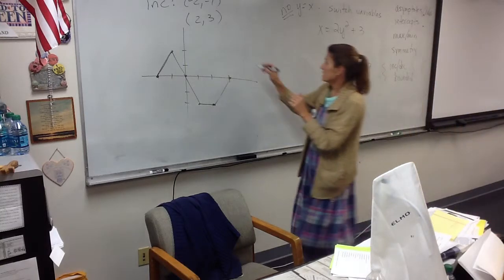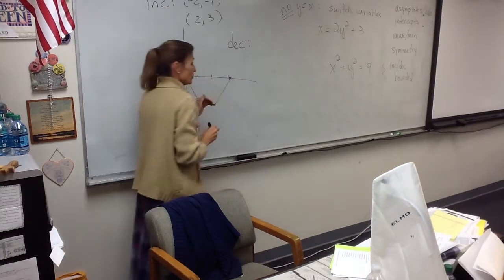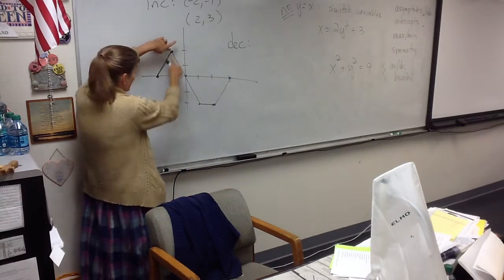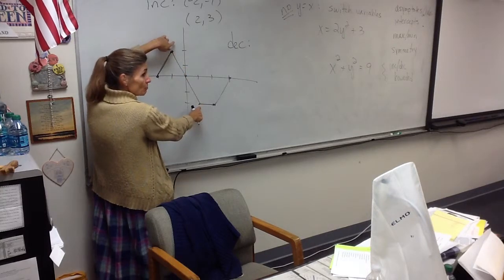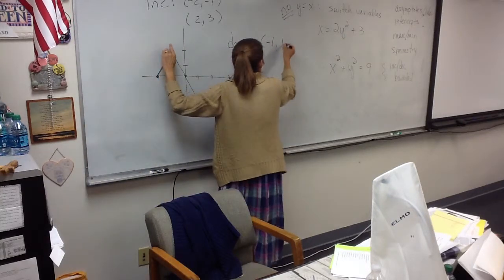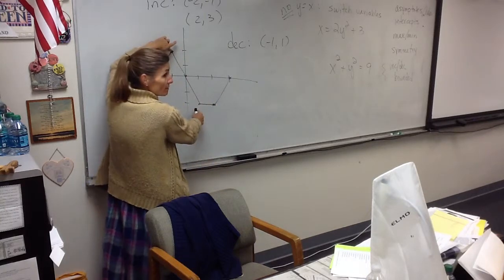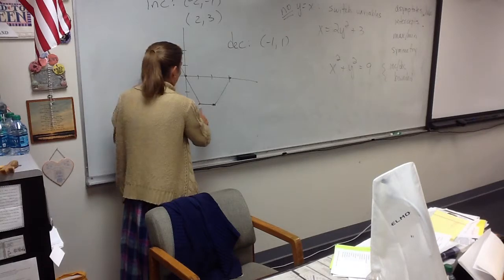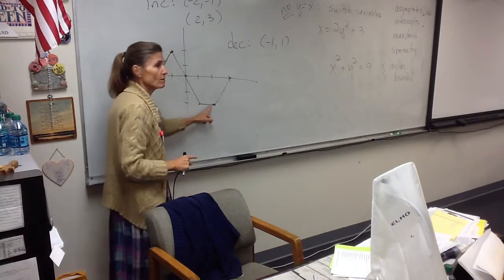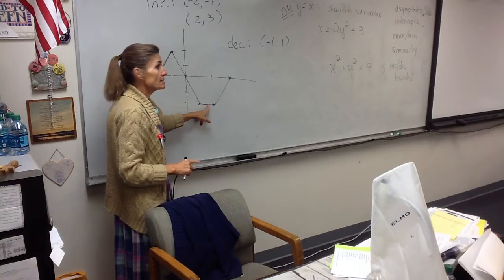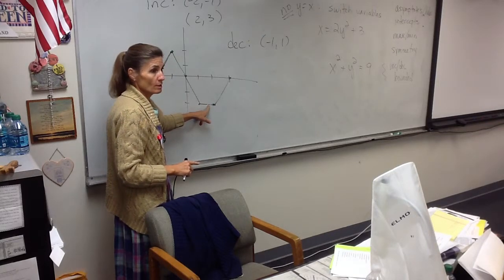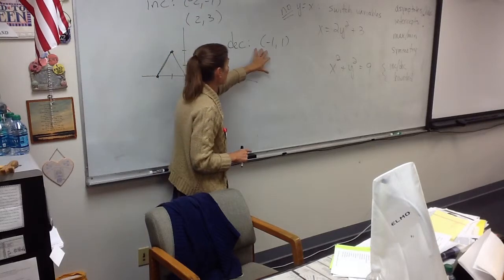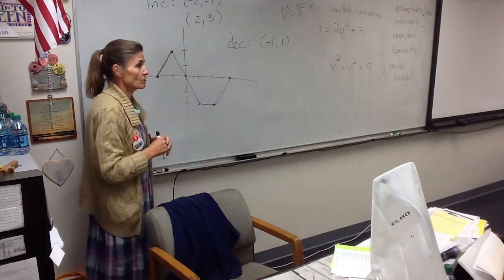Now similarly, where are the decreasing intervals? The decreasing intervals would be from -1 to +1. Would you agree with that? And that's it, isn't it? Now what about this interval from 1 to 2? What's going on there? It's neither increasing nor decreasing, right? So these are the increasing intervals. There's only one decreasing interval, and that's all there is to it.